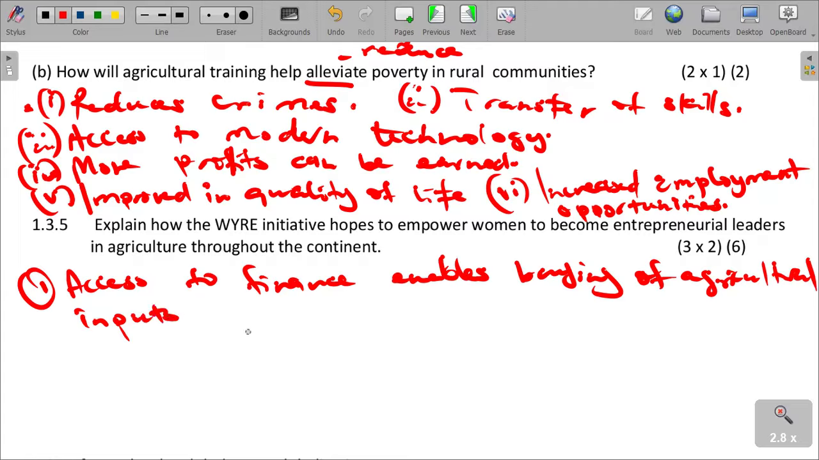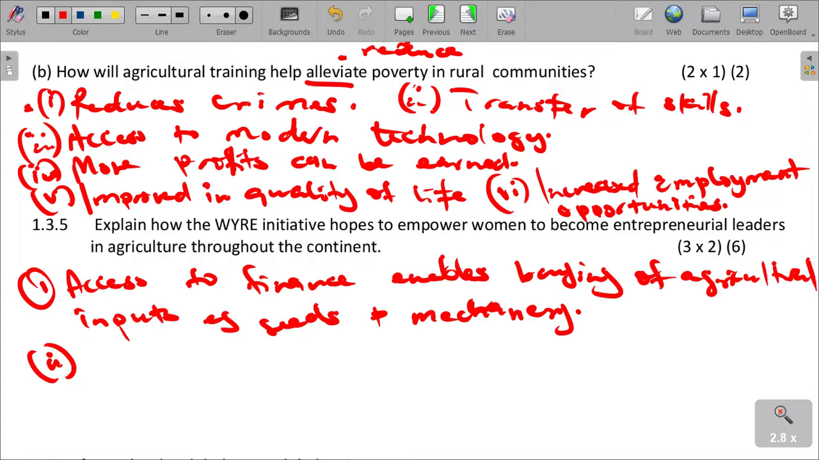It helps in the buying of agricultural inputs. We can talk about seeds that are certified. We can also talk about machinery. Machinery is also bought because of money. People have money to buy those modern farming equipment.